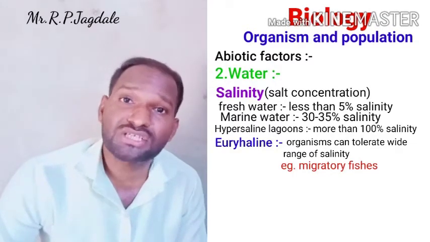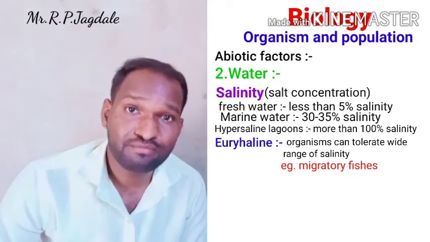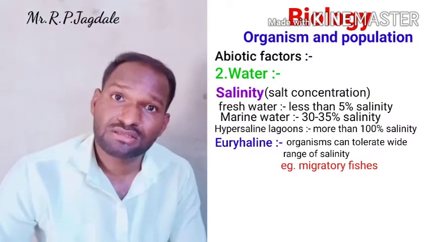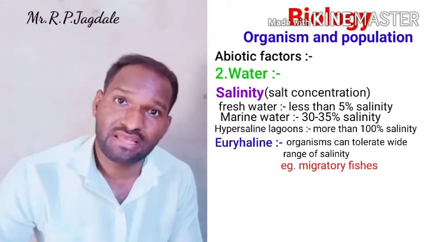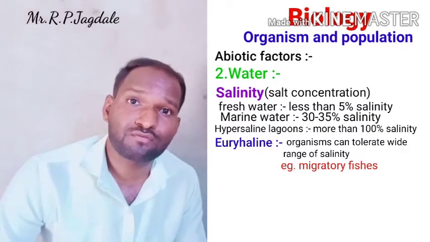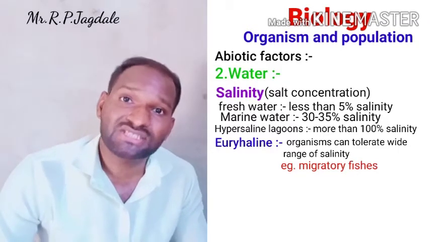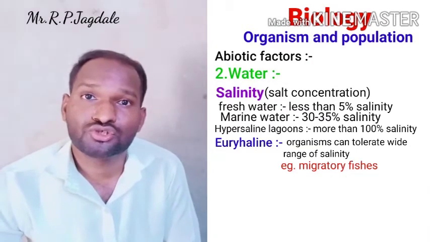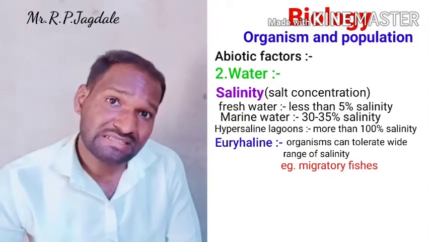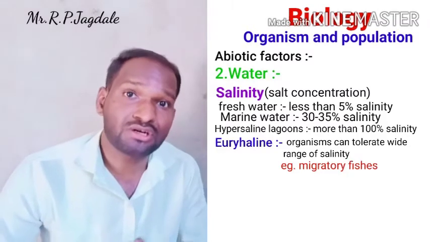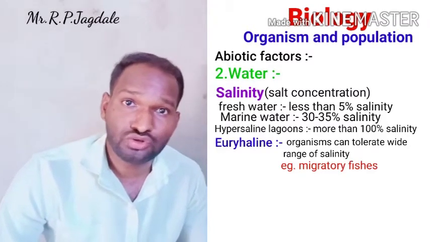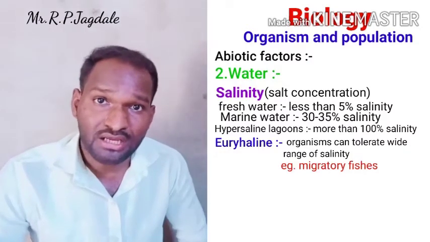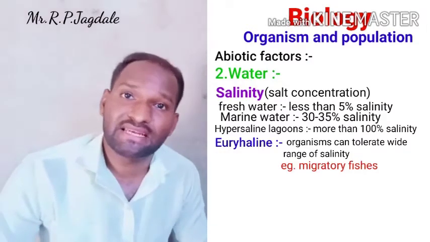There are some fishes in the aquatic medium that grow in fresh water, but during the time of egg laying, they go to the marine water. After hatching takes place, they come back again into the fresh water. So they go from less than 5% salinity to 30 to 35% salinity. They have a wide range of tolerance, so they are under the euryhaline condition.